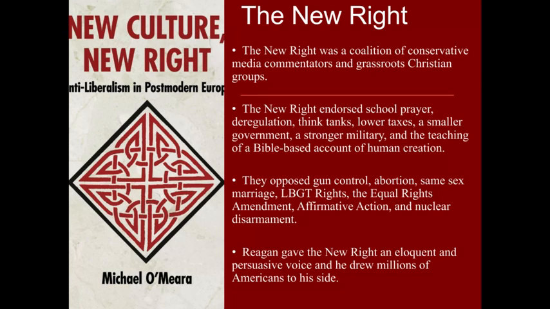Grassroots Christian groups. The New Right endorsed school prayer, deregulation, lower taxes, smaller government, a stronger military, and the teaching of a Bible-based account of human creation. And they opposed a lot of things such as gun control, abortion rights, same-sex marriage, LGBT rights, the Equal Rights Amendment, affirmative action, and nuclear disarmament. Reagan gave the New Right an eloquent and persuasive voice and drew millions of Americans to his side as he moved forward in the 70s into the 1980s.